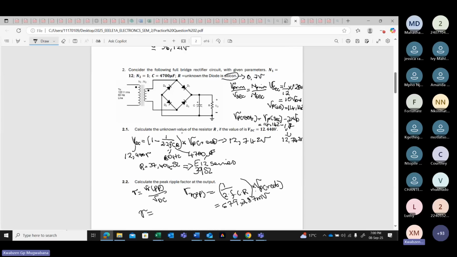Are we together? Which simply means that now your frequency needs to double. That's why you go and say 1 divided by 2 times the frequency. There is your 2 times the frequency. This is the filter frequency because of the capacitor.